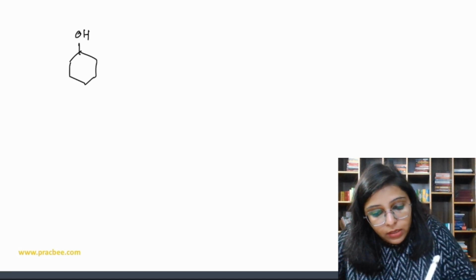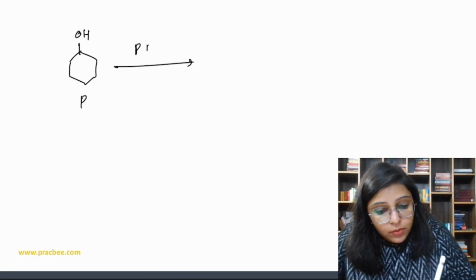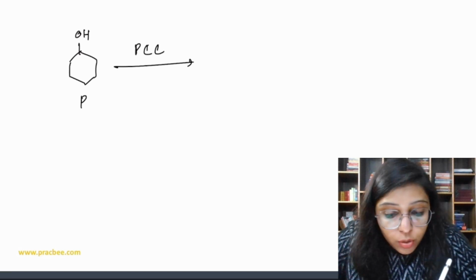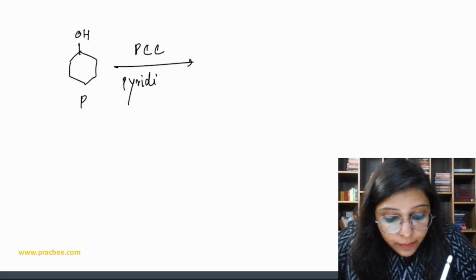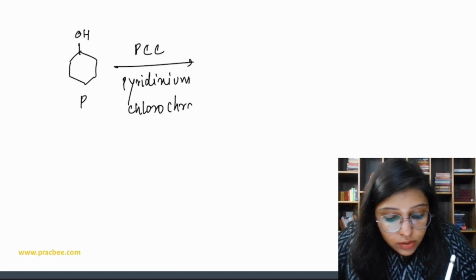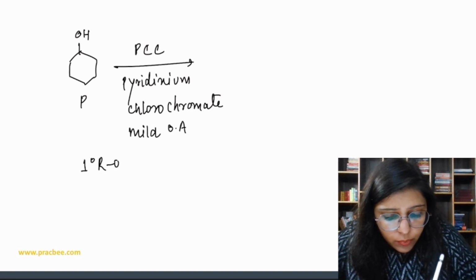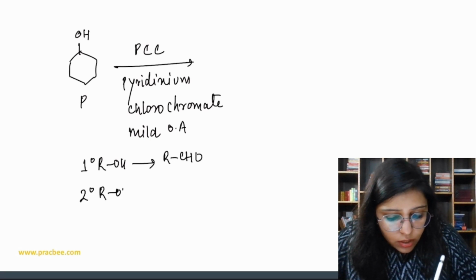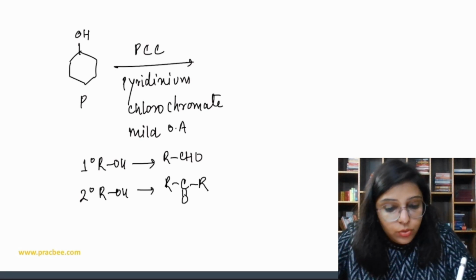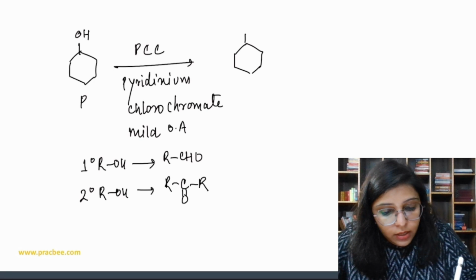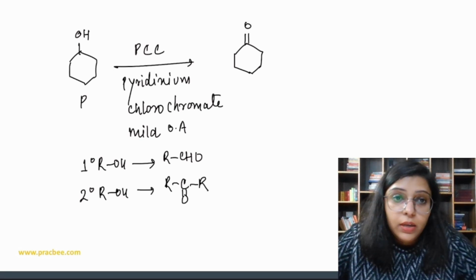So this is P. So I'm treating P with PCC. What is PCC? Pyridinium chlorochromate. And what is the use of this? This is a mild oxidizing agent. So 1 degree alcohol is converted to aldehyde, and 2 degree alcohol is converted to ketone. So we get double bond O. Okay, now next part.